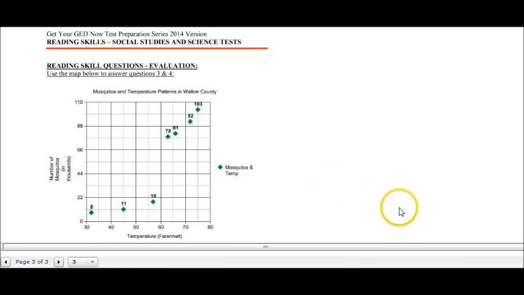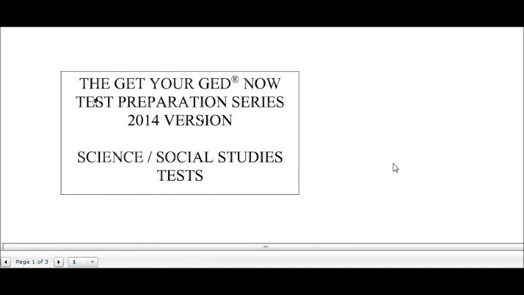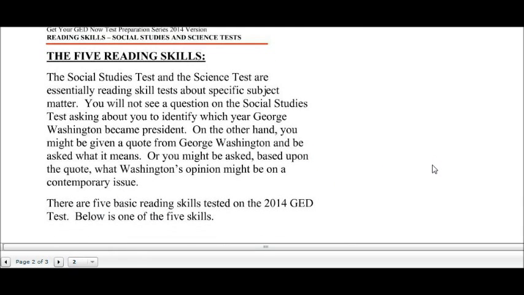And so what I've taken is an excerpt from one of the packages that I've put together on reading skills, and so let me take us through that. And again, this is coming from my 2014 version of my Get Your GED Now Test Preparation Series, as you see there on your screen. So we're just going to review the text here.